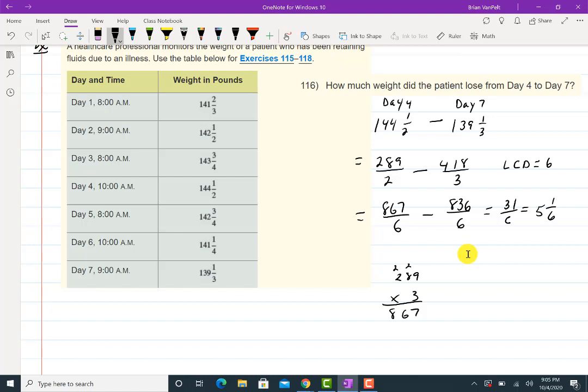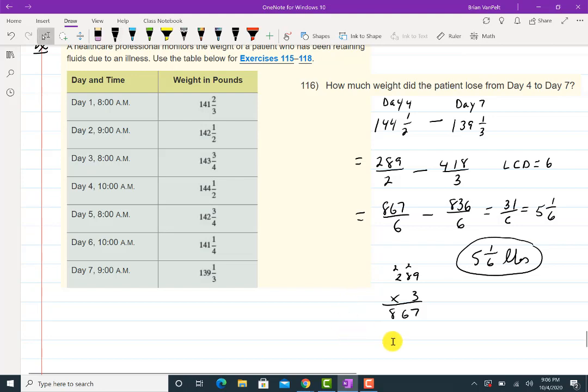So let me check my numbers. 144.5 minus that. So it's a little over 5 pounds. 144 minus 139 is 5. So 5 1/6. That's not the answer, though. Your answer is 5 1/6 pounds.